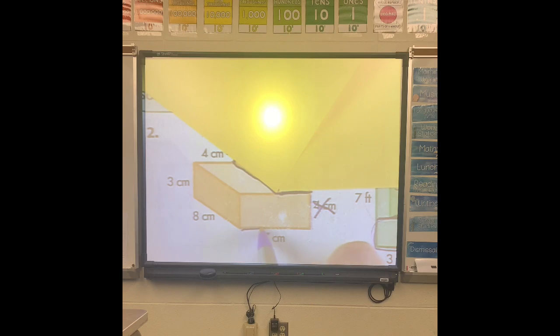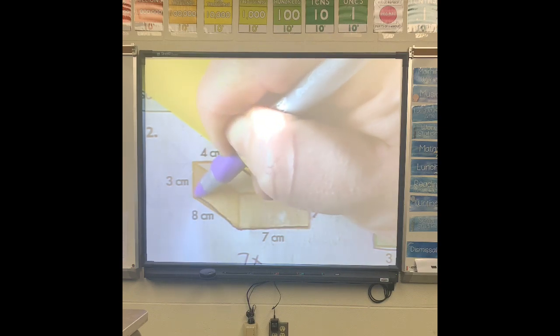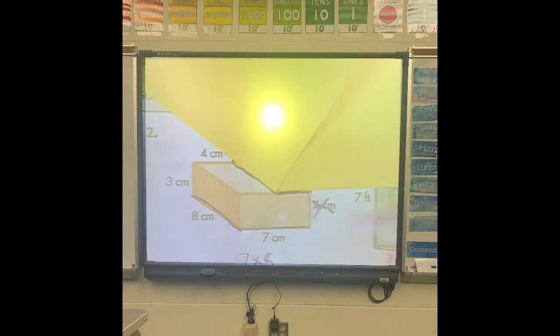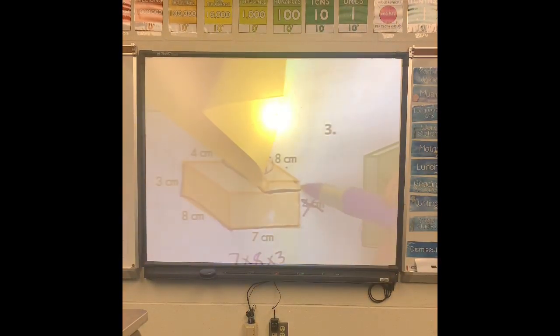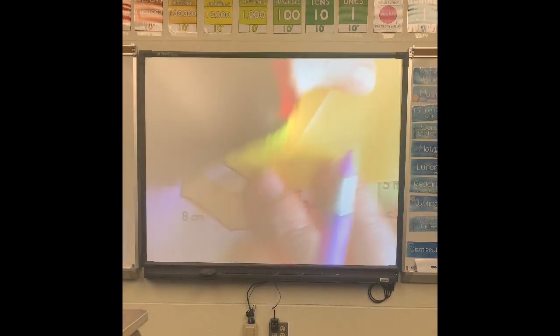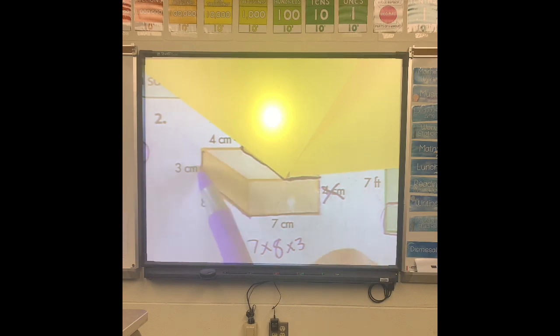I need to know the whole length left to right, and that's 7. I need to know the whole length front to back, and that's 8. And then I need to know the height of only this piece. That 4 would have even thrown me off. That 4 represented the whole height. I'm not using the whole height. I'm only using the height of the bottom piece.